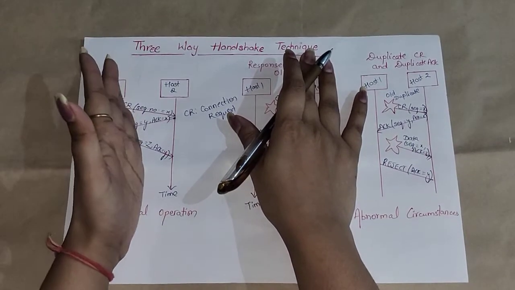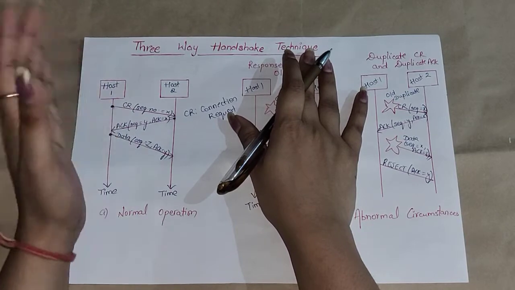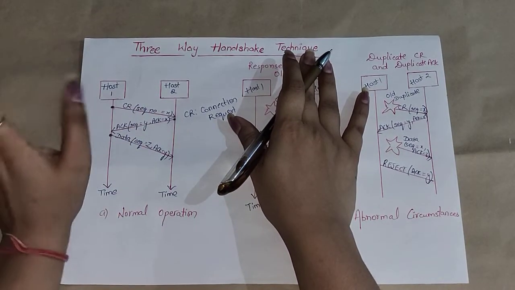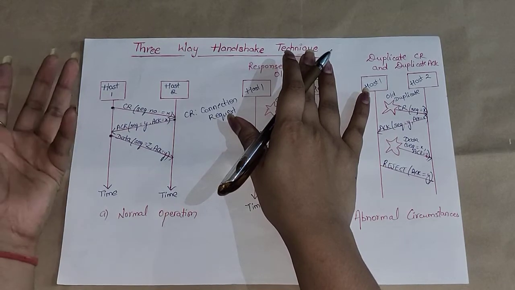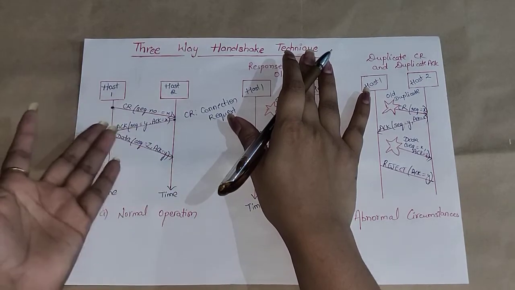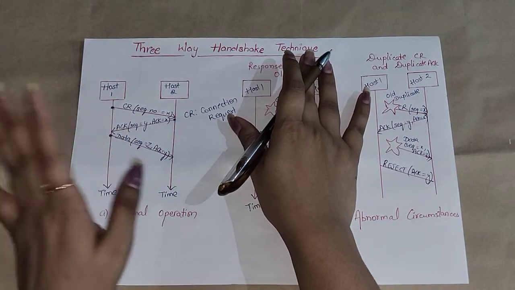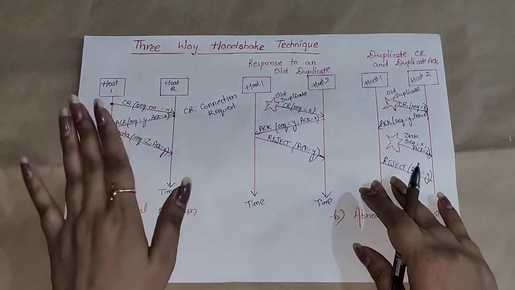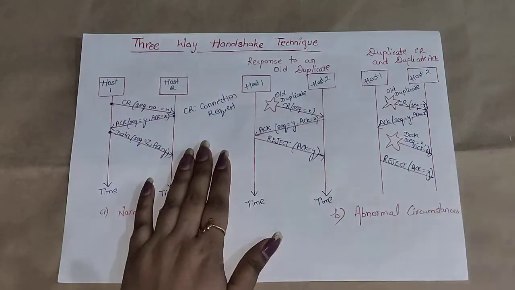This is normal operation. But practically what happens, sometimes this connection request message gets lost over the network. It gets lost due to congestion or due to some internal problems in the network, or the acknowledgement may also get lost. So these are the two abnormal circumstances of this three-way handshaking method.